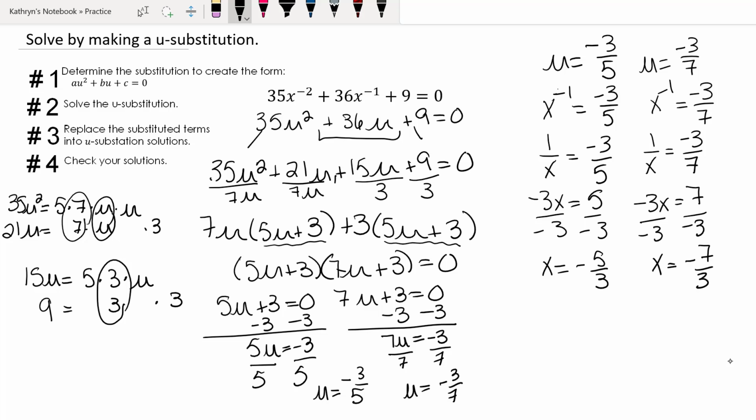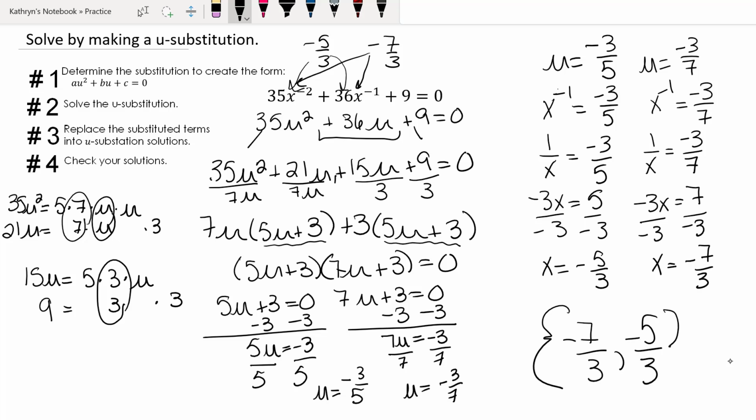Now to check it, what you're going to do is put negative 5/3 in for x. And when you do that, I would use your calculator, you should get 0. And actually, you will get 0. And when you do it again and put negative 7/3 in for x, you also get 0. So the solution set is negative 7/3, comma, negative 5/3. And you did it. Good job.